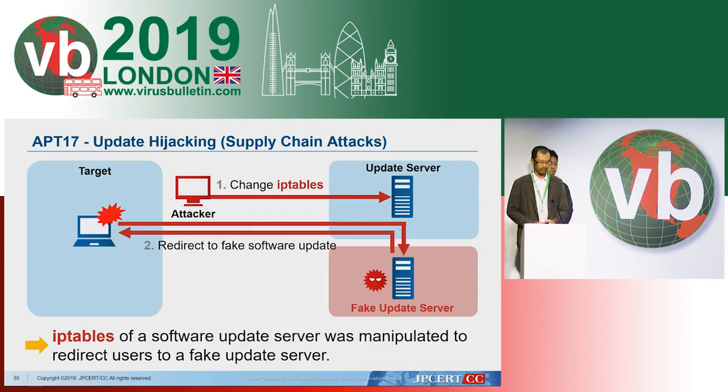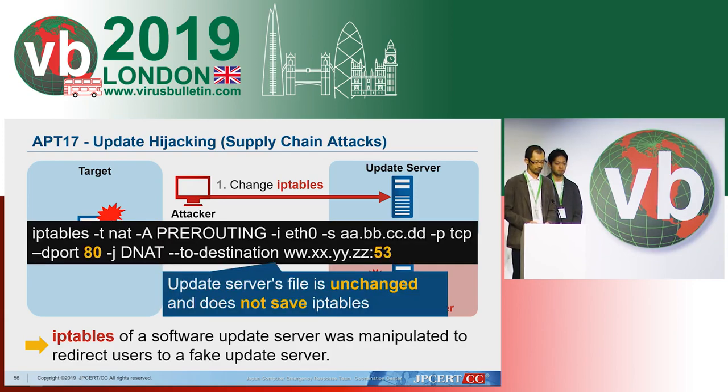This is an example of a supply chain attack observed in Japan, where iptables was compromised. The iptables of the software update server was manipulated to redirect the user to a fake update server. This is an example of the iptables command. In this type of attack, the update file itself on the server is not compromised at all. It is difficult to recognize that the server is compromised.